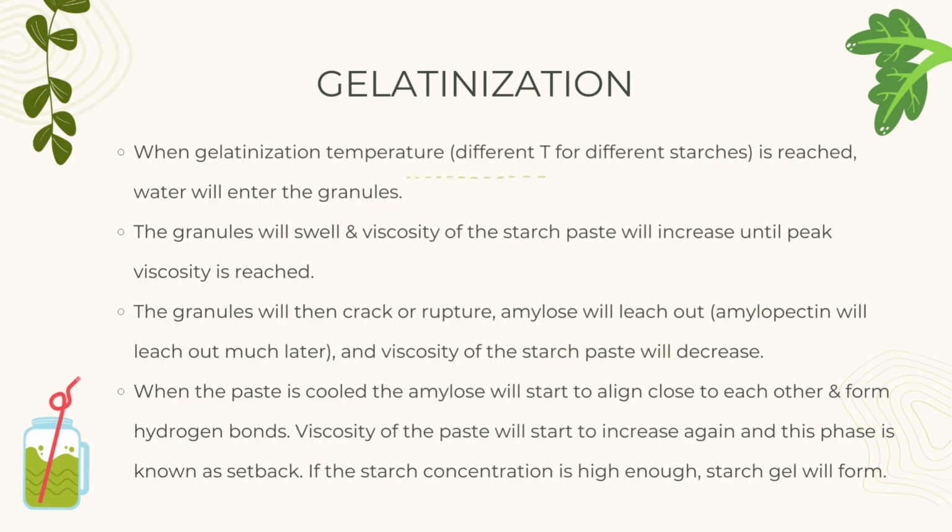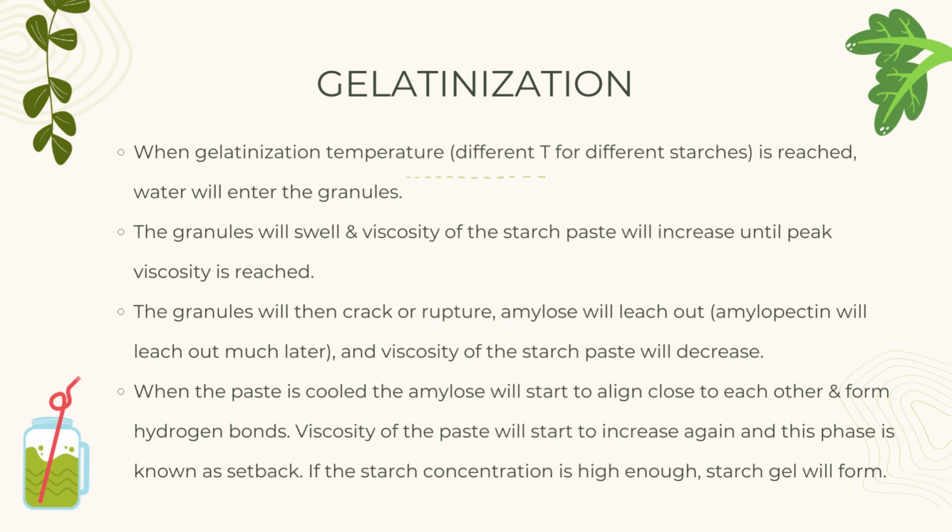This is the summary of how gelatinization happens. When gelatinization temperature is reached, water will enter the granules. The granules will swell and viscosity of the starch paste will increase until peak viscosity is reached. The granules will then crack or rupture, amylose will leach out, and viscosity of the starch paste will decrease.